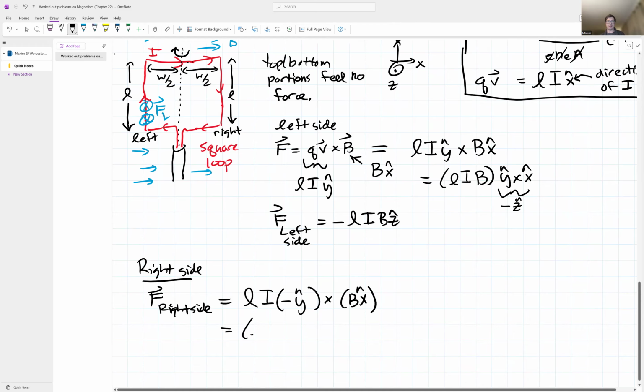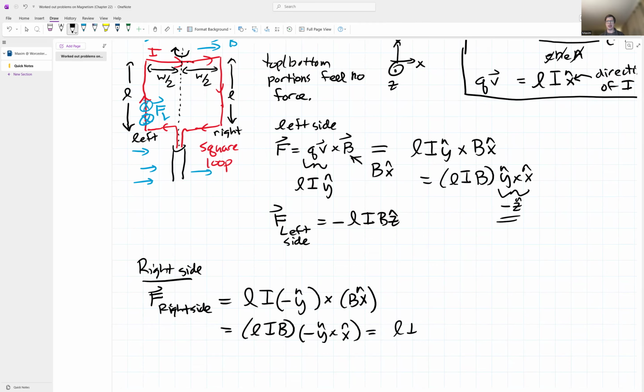We get the same idea. We have a common factor of LIB, which we factor out. And then we have negative y hat cross x hat. Well, we already know y hat cross x hat is minus z hat. So this is just LIB z hat. That means on the right side, the force is coming out at us. This is the force on the right side. And so that side of the loop comes out at us and the left side goes in, so you can see it rotates.